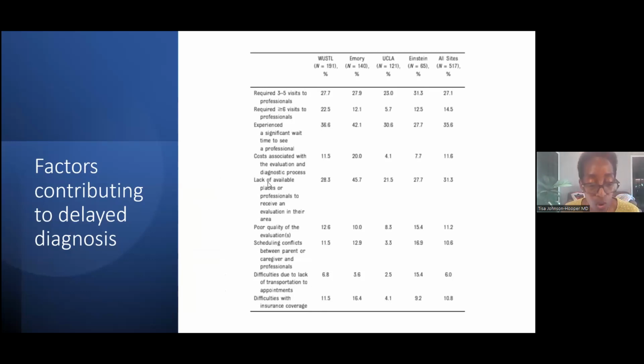So among this cohort, factors that contributed to delayed diagnosis included significant wait time to see a professional, lack of professionals, and seeing multiple professionals. Nearly half of the children were evaluated by multiple providers before being diagnosed with autism, with 14% seen by at least 6 professionals before receiving an autism diagnosis.